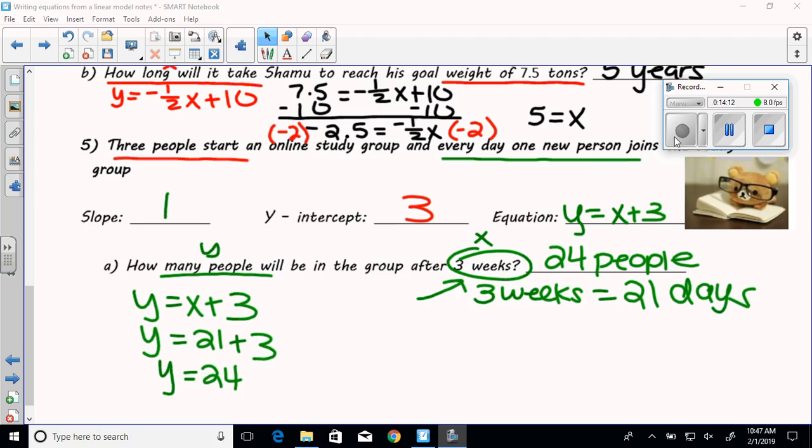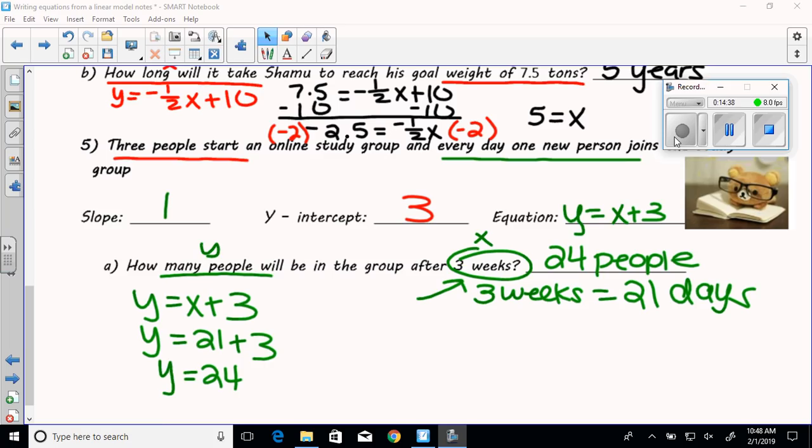So if you look at number 5, it says 3 people start an online study group, and every day 1 person joins. So 3 people start, that's your y-intercept. And then 1 person joins every day, so the slope is 1. So your equation is y equals x plus 3. Okay? So remember, in y equals x plus 3, the slope is understood to be 1 there.